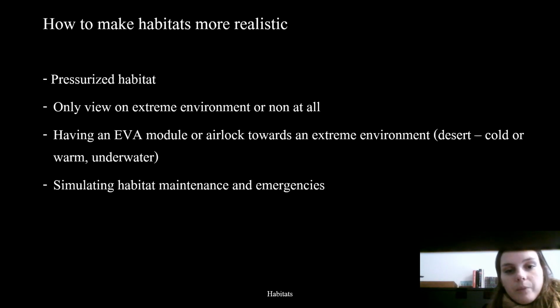Then there's a view on extreme environment or none at all. By this, what I mean is you won't have necessarily a window to outside, and that's actually a good thing. If you are supposed to be underground in a lava tube, you're not going to be able to see outside. And when you look outside, you can't see grass or trees, you're not going to feel like you're on the moon at all. So not having this view, or having the view only on extreme environment, is something that you can try to implement. Usually it's the case, but you can still, a bit more.